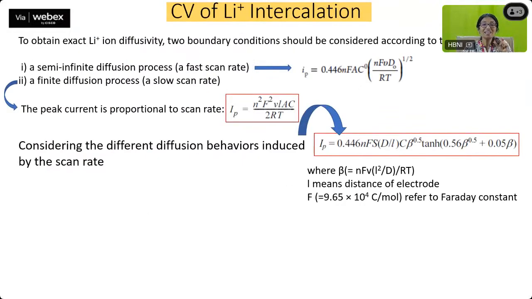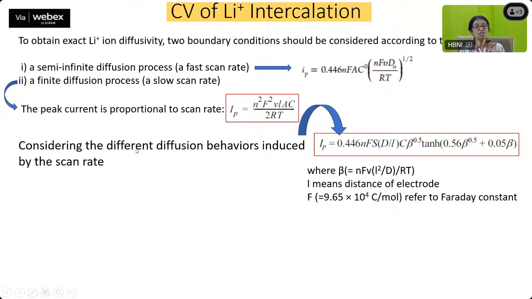So to obtain the exact lithium ion diffusivity, two boundary conditions should be considered according to scan rate. If you have a semi-infinite diffusion process, which is a fast scan rate, in that case the peak current is proportional to the square root of the scan rate. Whereas if you have a finite diffusion process, which is a slow scan rate, in that case the peak current is directly proportional to the scan rate.